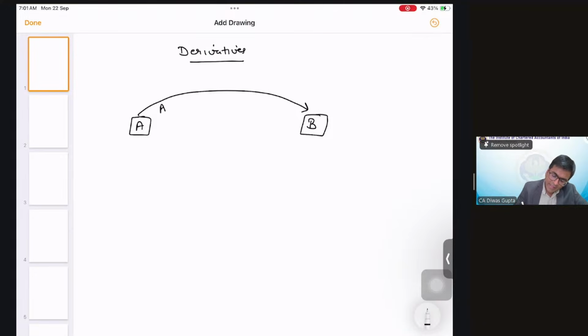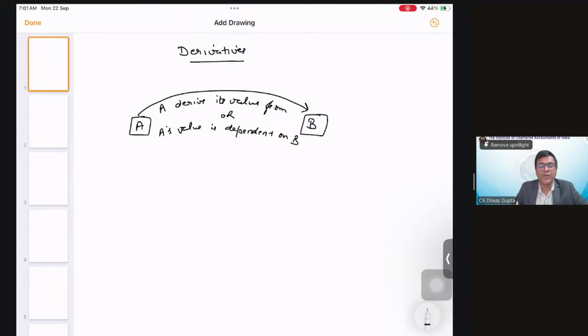So can we say that A derives its value from B? Or can we also say that A's value is dependent on B? One and the same thing, right? Whichever we want to say, that A is deriving its value from B or A's value is dependent on B, such that whenever B's value increases or decreases, there is some impact on A.